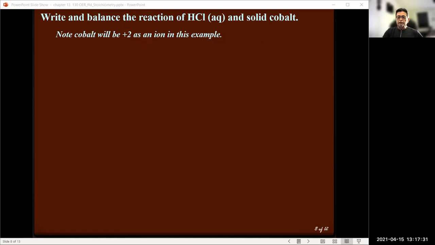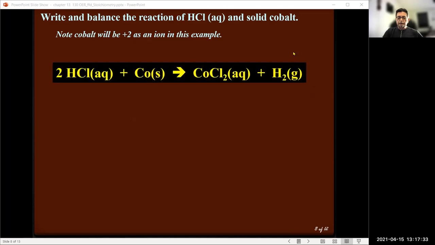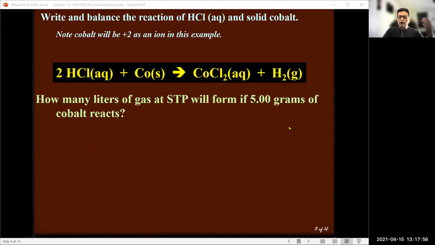Okay, let me take my junk out and we'll put in the good stuff here so you can see it. So we have two hydrochloric acids reacting with one cobalt to give you cobalt(II) chloride plus H2 gas, a single replacement reaction. Now you're going to be asked questions, since it's a typical type of question that one may be asked.